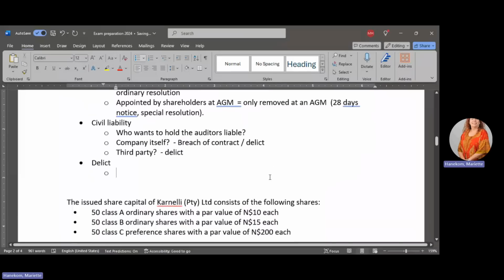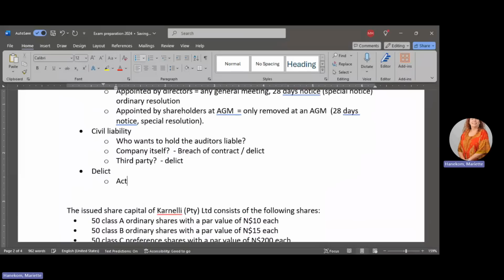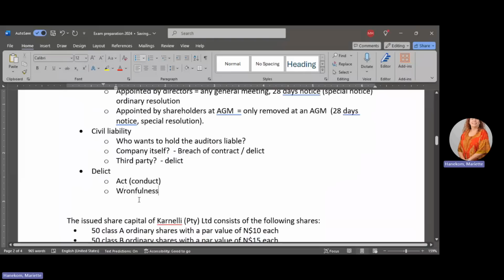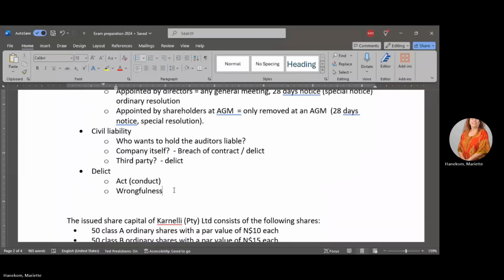Law of delict has got 5 requirements. There must be an act, also known as conduct. There must be wrongfulness. Wrongfulness describes the act. An act will be wrongful if it breaches a substantive right that the plaintiff has.